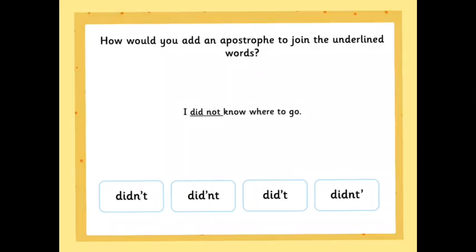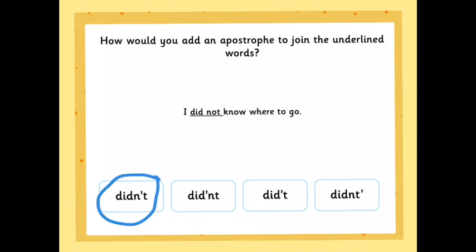I did not know where to go. The word did not needs to be contracted. What new word would it make? And how could we use that apostrophe correctly? If you said this one didn't, then you're correct. This one's used the apostrophe in the wrong place. This one's taking out too many letters. And this one's used the apostrophe in the wrong place.